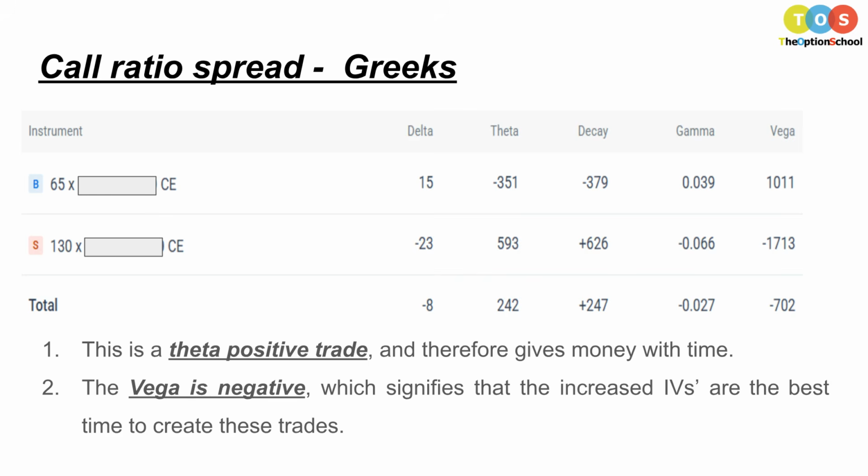Which means in case implied volatility falls after creating the trade, it will be profitable. Which also means that we should be creating these trades whenever implied volatility is high, so that from higher implied volatility it goes to lower implied volatility and gives more profit to us.